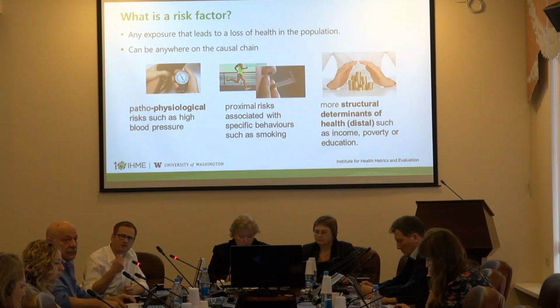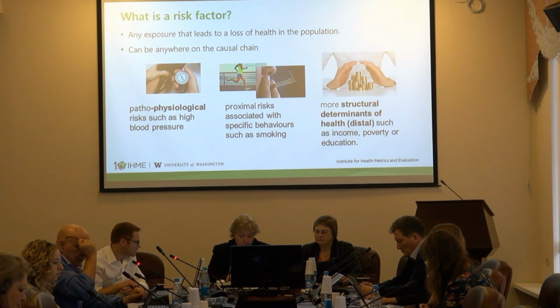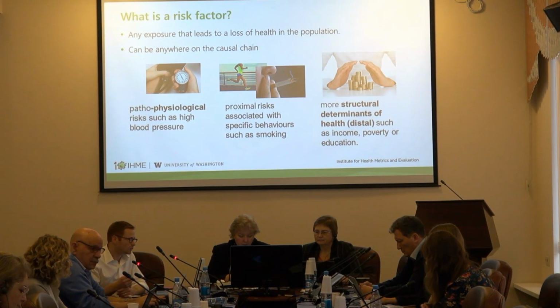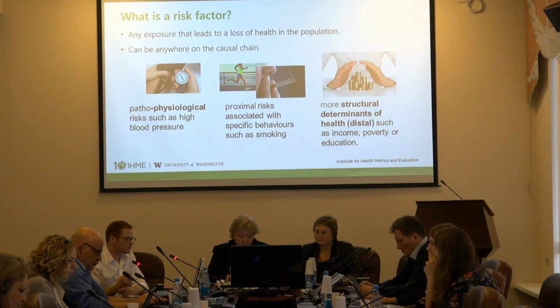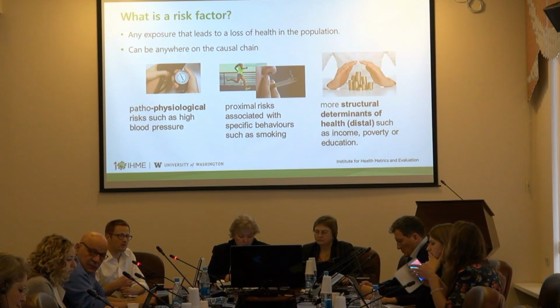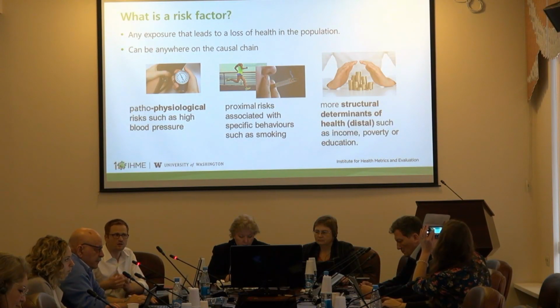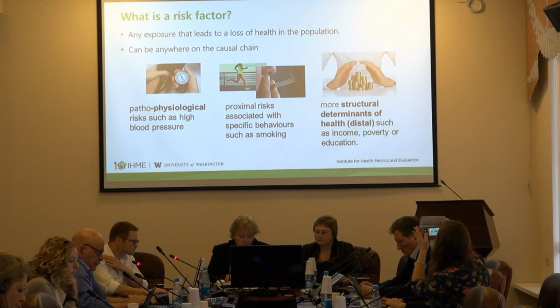So when we talk about a risk factor, we're really talking about any exposure that leads to health loss in a population, that increases the risk of an outcome. And this could lie anywhere on the causal chain. This could be pathophysiological risks like high blood pressure. They can be more proximal risks like smoking, or they can be more distal structural determinants of health like income, poverty, and education.